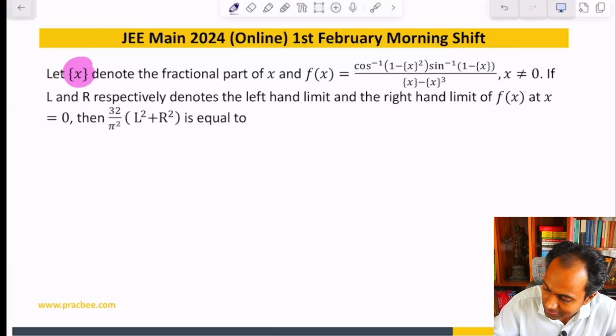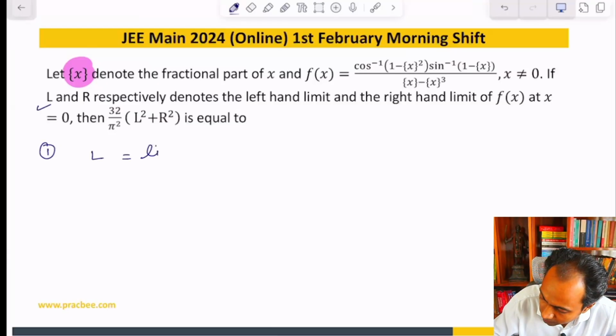Once you have done this, the first step would be to find LHL, that they have referred to as L. So now we will have to use the actual definition. Limit h tends to 0, f of 0 minus h.